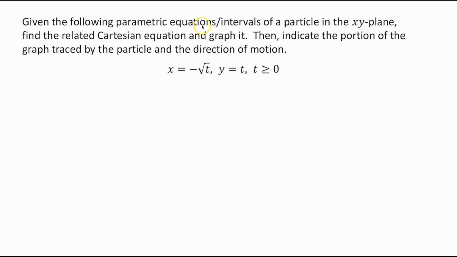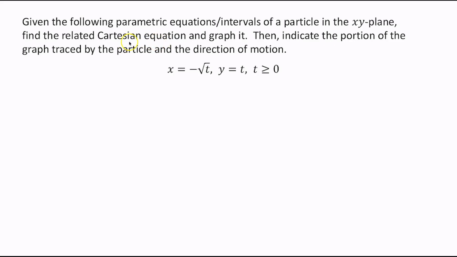Given the following parametric equations, intervals of a particle in the xy plane, find the related Cartesian equation and graph it. Then indicate the portion of the graph traced by the particle and the direction of motion. So I have x equals negative radical t, y equals t, and t values are greater than or equal to 0. Well, t values have to be greater than or equal to 0 because we're substituting them into x, which is a square root function, and we can't have any negatives underneath the square root.